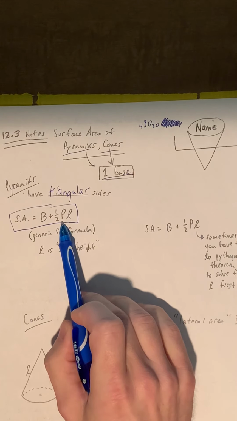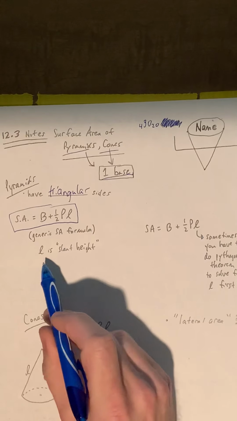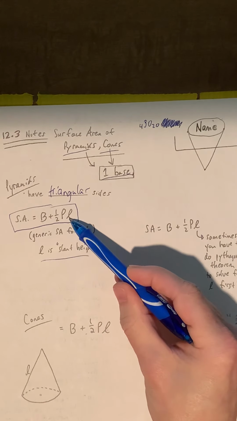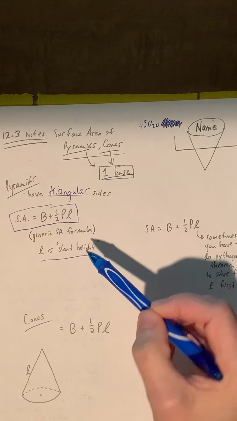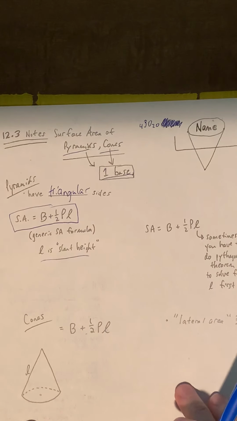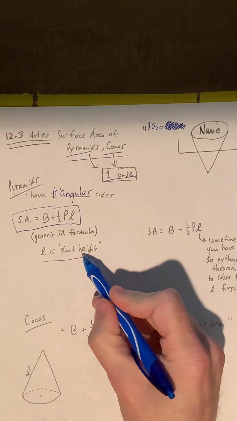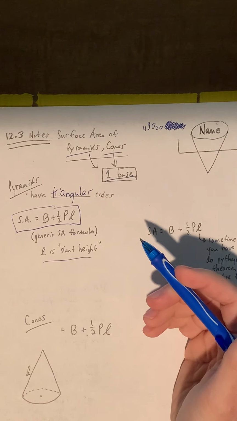Capital P is also, like it was in 12.2, the perimeter of the base, add up all the sides, times a lowercase cursive L. And this is the slant height, okay? So a cursive lowercase L in geometry in the formula stands for the slant height. And the slant height is exactly what it says. It is the height that is not straight up and down. It is slanted. It goes up and down the side of the figure, okay?